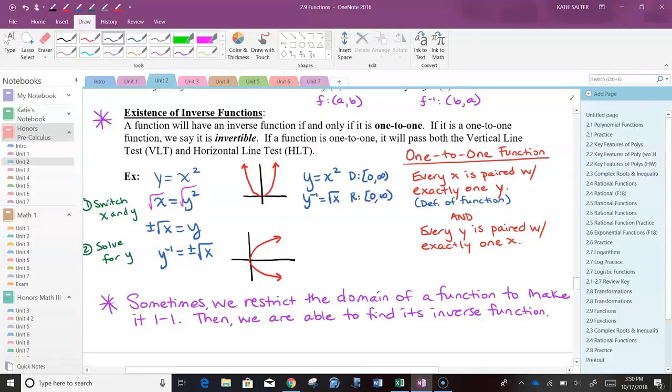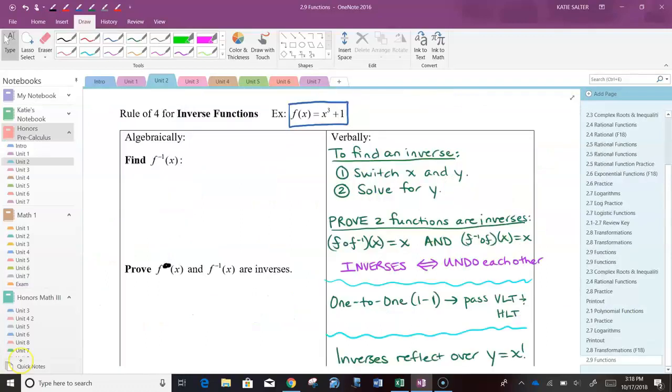Or vice versa, if we did y equals x squared, and we talked about the domain from negative infinity to 0, when we did its inverse, it would be the negative square root of x, because the range of the negative square root of x is from negative infinity to 0. Remember, the domain of the original function should be equivalent to the range of its inverse function.